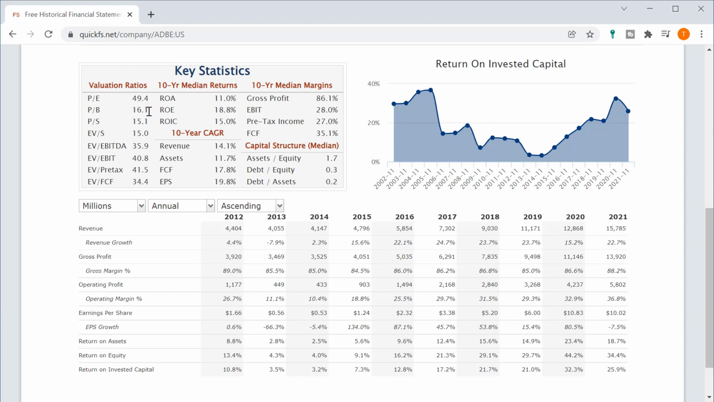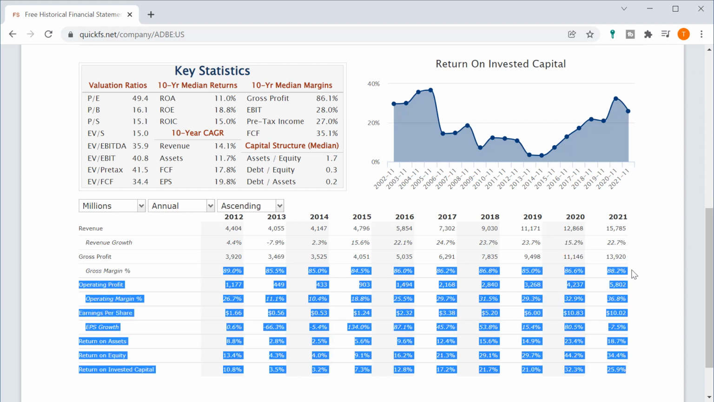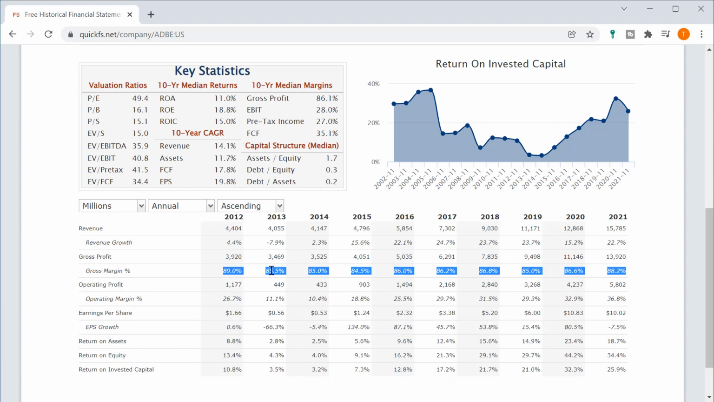Now, it makes sense why you have these high price to sales ratios when you have a gross profit margin of 86%, but that's typical for software as a service. You're going to have high gross profit margins, which is very good. It means that you aren't facing a lot of competition. To prove that out, we should see stable gross margins, which we do. You have 89%, 85, 85, 85, 86, 86, 86, 86, 85, 86, 88. So very stable gross margins.